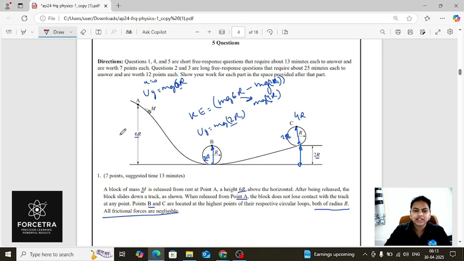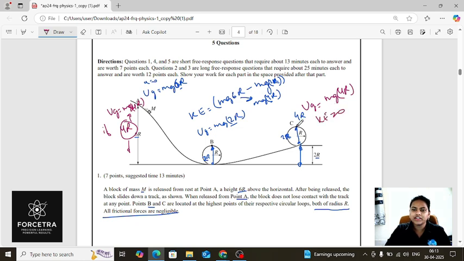So in this case, if this is at 4r height, what is the energy at this point? mg4r. Okay, then what is the potential energy at point C? mg4r. So it's right? Zero. So the kinetic energy would be zero.